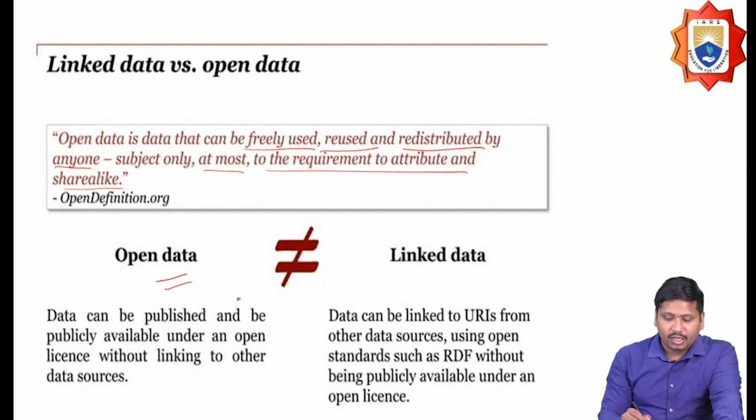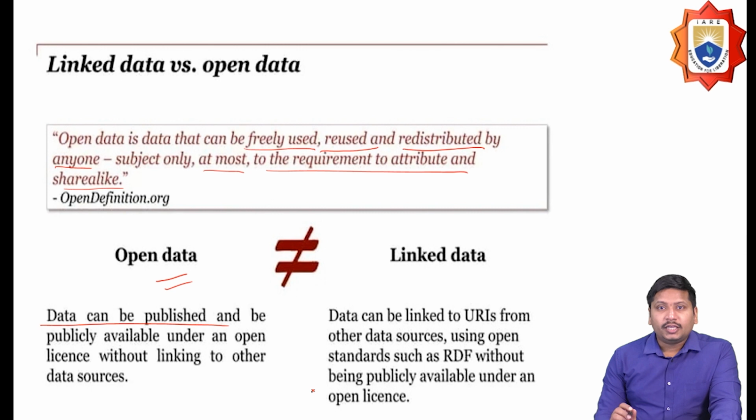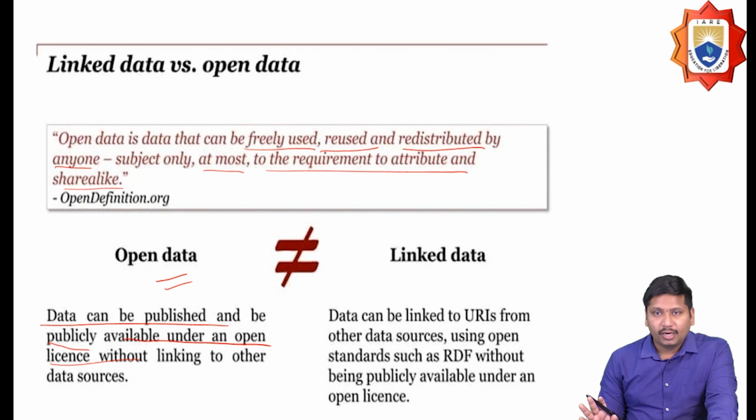Open data is where the data can be published and be publicly available under an open license, without linking to other data sources. So open data means the data can be published and publicly available, but it should be under some kind of license.